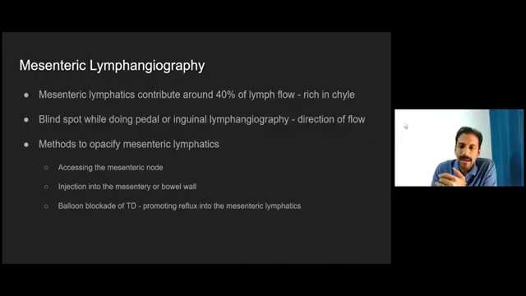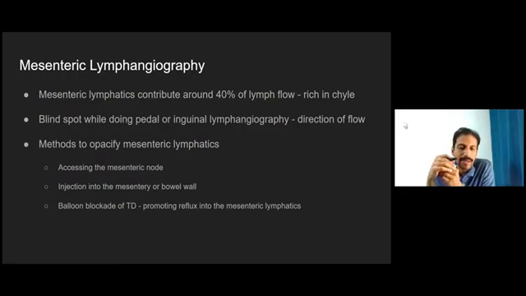Mesenteric lymphangiography, as I told you, is another enigma within the lymphatic system. It is very hard to opacify these areas through traditional approaches. When you inject something through the inguinal lymphatics, it will not get to the mesenteric lymphatics. It is always considered a blind spot when you are evaluating central lymphatic channels. There are methods available to opacify the mesenteric lymphatics, although all of them are tedious, tough, and really difficult.